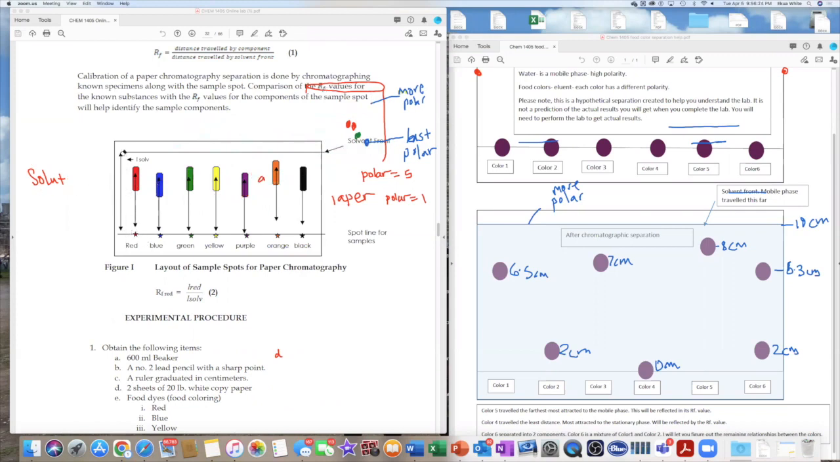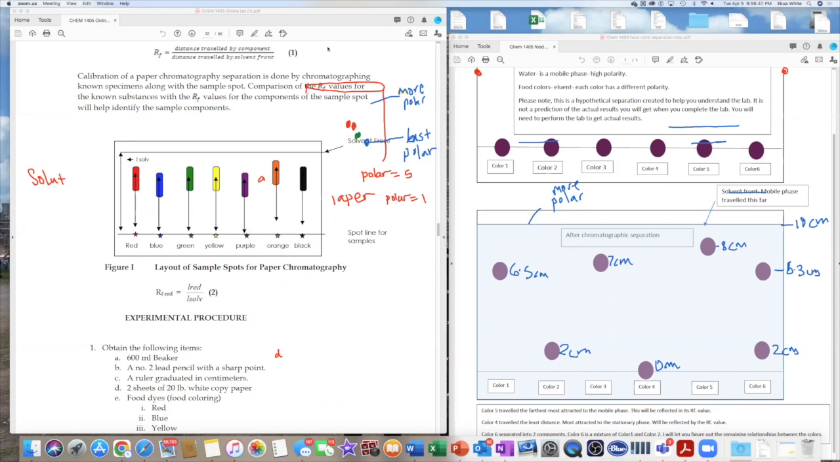So distance traveled by solvent is L solvent, that's the part here. Distance traveled by color. And if you have a huge spot, try to get the distance from the starting point right to the middle of that huge spot versus the top of it, okay? So right in the middle of that huge spot. It is kind of smeared. You want to get to the middle of it. Hopefully that makes sense, okay?